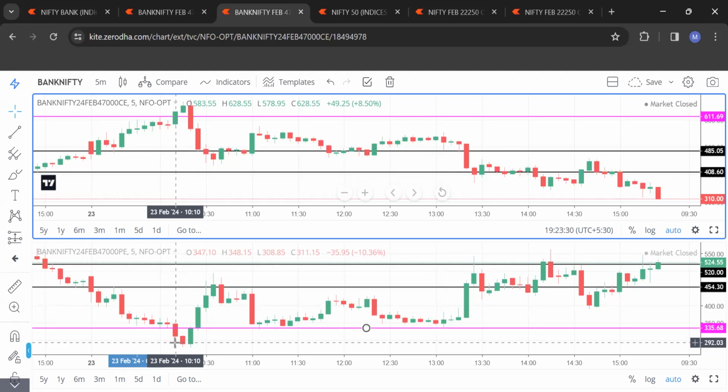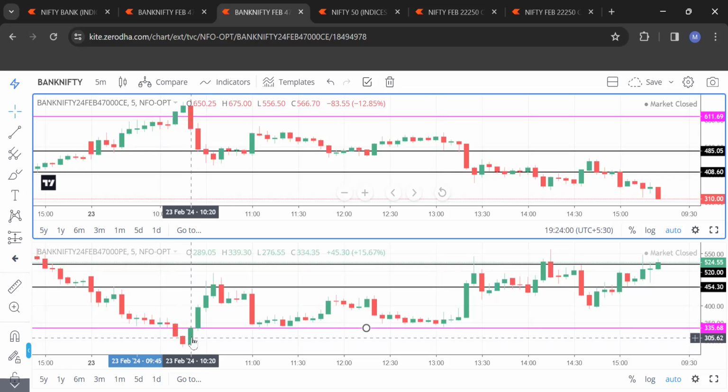We require 48.16, and what is the reality of that candle? 348.15 minus 308.85 is 39.3. So we needed 48 and this candle is 39. So it shows there is no strength as such. There is no strength as such.